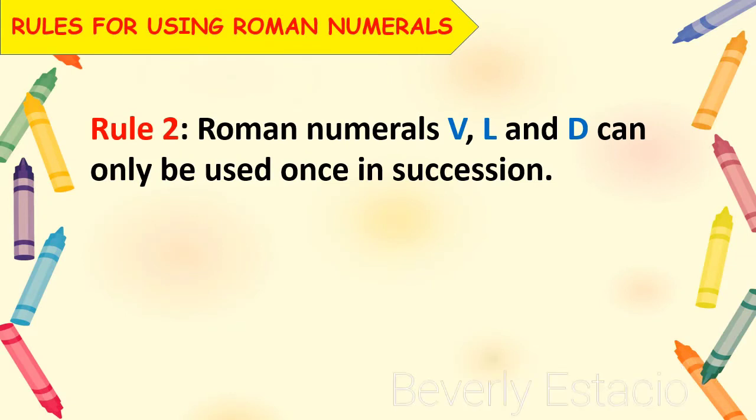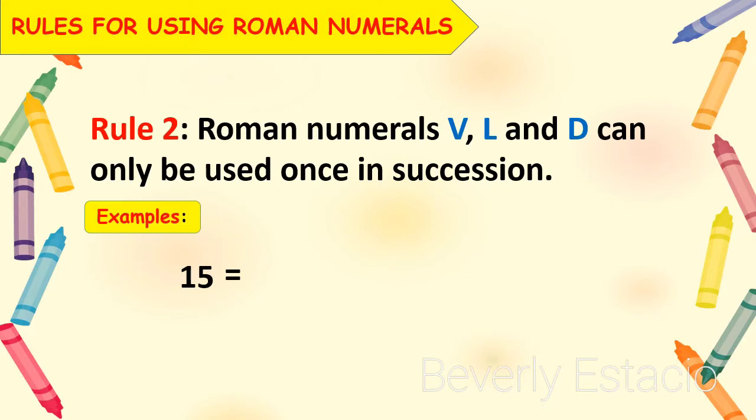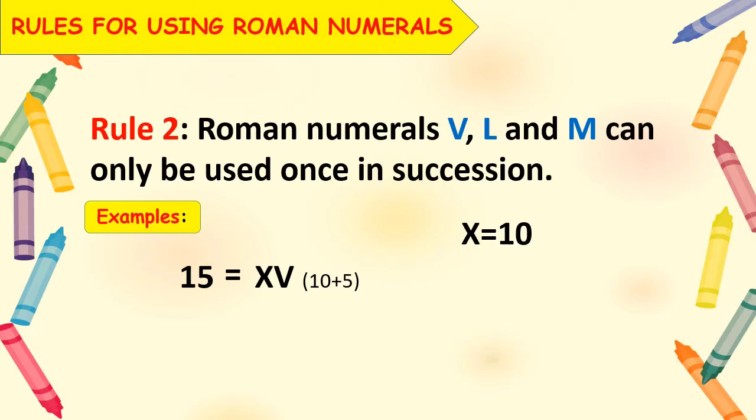Rule number 2. Roman numerals V, L, and D can only be used once in succession. For example, 15. 15 cannot be written as VVV. Then, how would you write 15? 15 is equal to XV. X is equal to 10 and V is equal to 5.